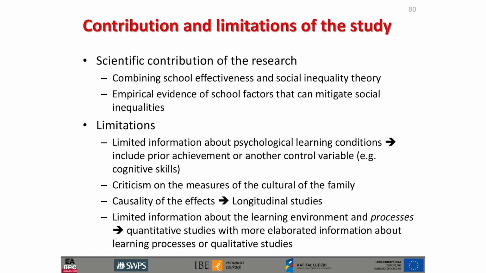However, there are some limitations, as always, namely limited information about psychological learning conditions. For example, it would be very good to include prior achievement or another control variable, if not having longitudinal data. At least it would be good to include cognitive skills of the students. There's also criticism that a measure of the cultural capital of the family is missing here. So the latent construct is not very extended, it has just three variables.